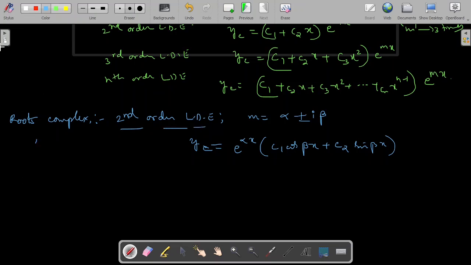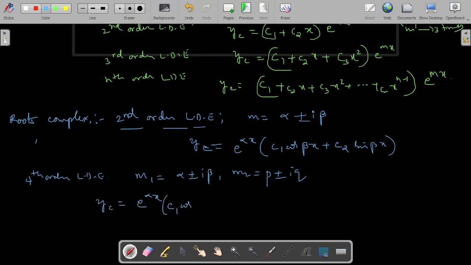Next, suppose you have a fourth order linear differential equation with complex roots, that is m1 equal to alpha plus or minus i beta and m2 equal to p plus or minus i q, two different pairs, totally 4 roots here. Yc equal to e to the power alpha x into (c1 cos beta x plus c2 sin beta x) plus e to the power px into (c3 cos qx plus c4 sin qx).